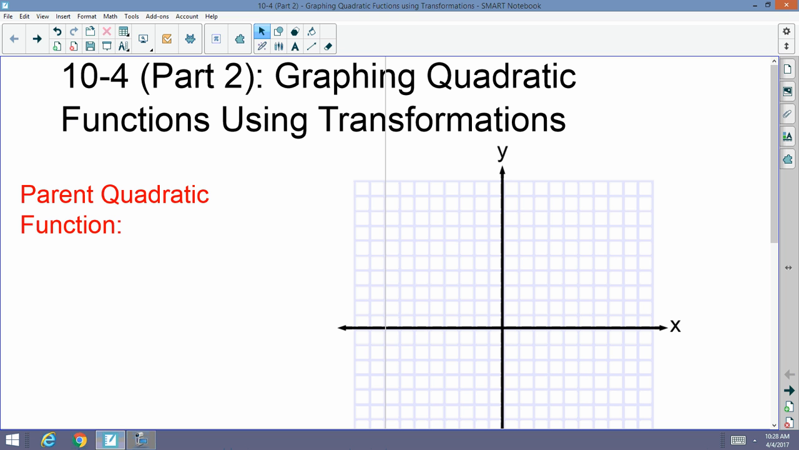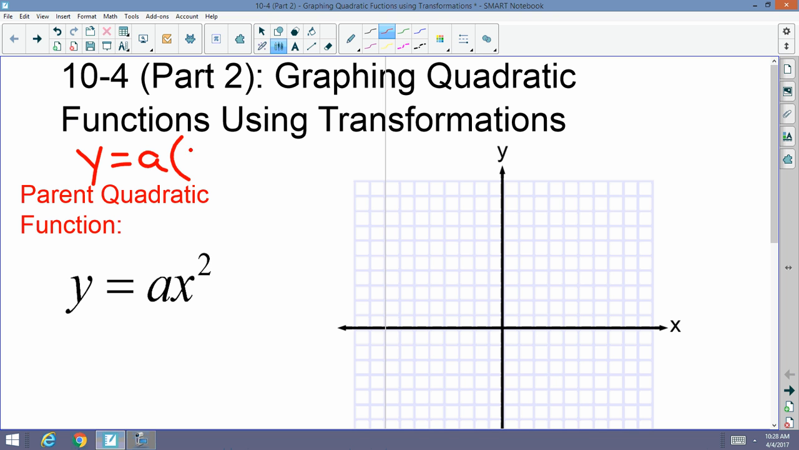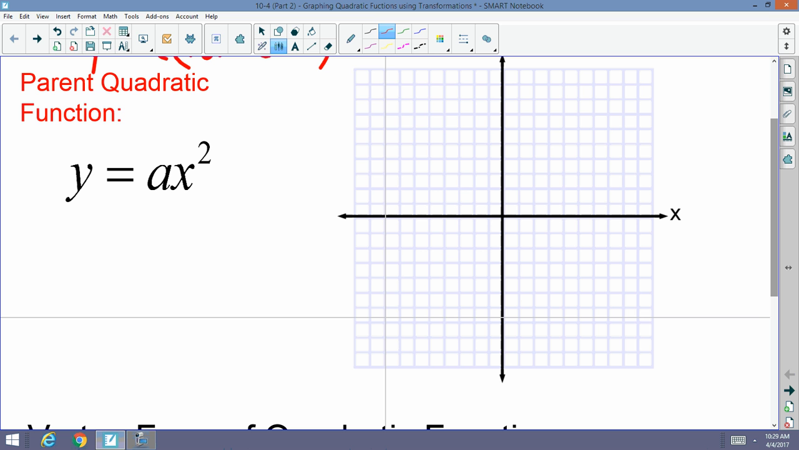So without further ado, y equals ax squared is the parent quadratic function. You could use this with any function though. The parent function will be y equals a times the basic function that is in question. In this case, it's a quadratic, and the most basic part of a quadratic is the fact that you have an ax squared. So we're going to graph the most basic of all, which is just literally y equals x squared, where a is 1.